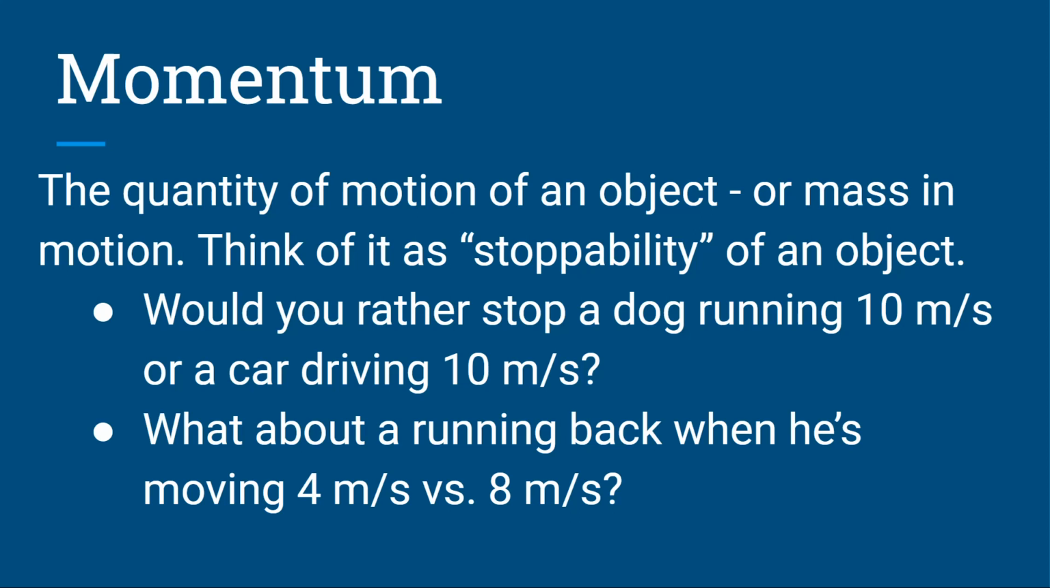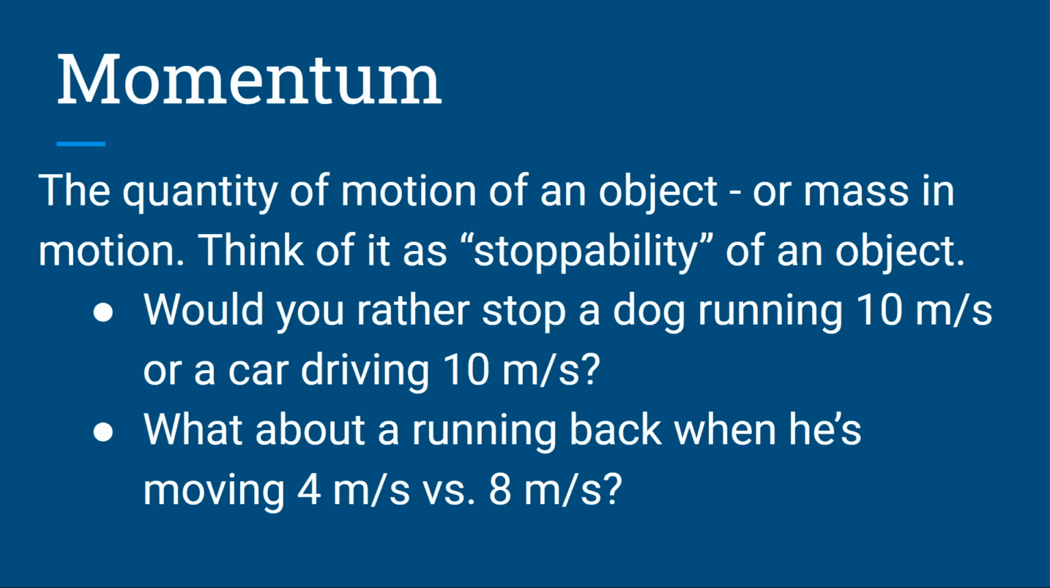So for example, would you rather stop a dog running 10 meters per second or a car driving 10 meters per second? If you had to step in front of one of those, which one are you going to pick? Yeah, the dog. Okay, the dog has a lot less momentum than the car, even though they're moving the same speed, because the dog has a lot less mass than a car.